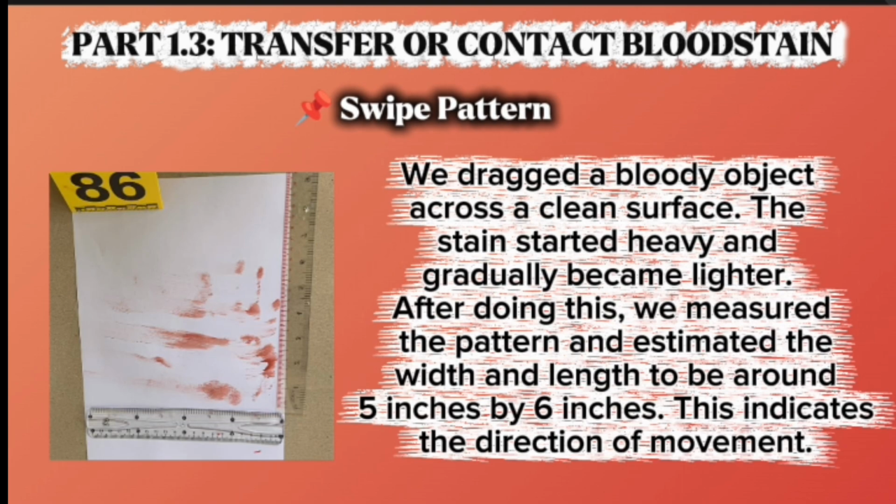Swipe pattern. We drag a bloody object across a clean surface. The stain started heavy and gradually became lighter. After doing this, we measured the pattern and estimated the width and length to be around 5 inches by 5 inches. This indicates the direction of movement.